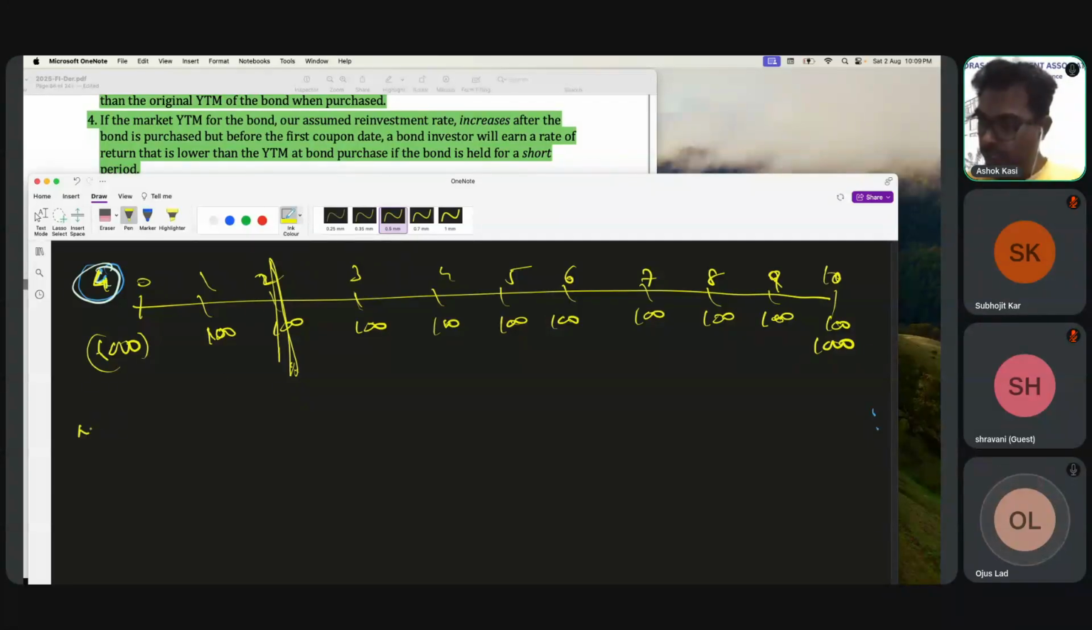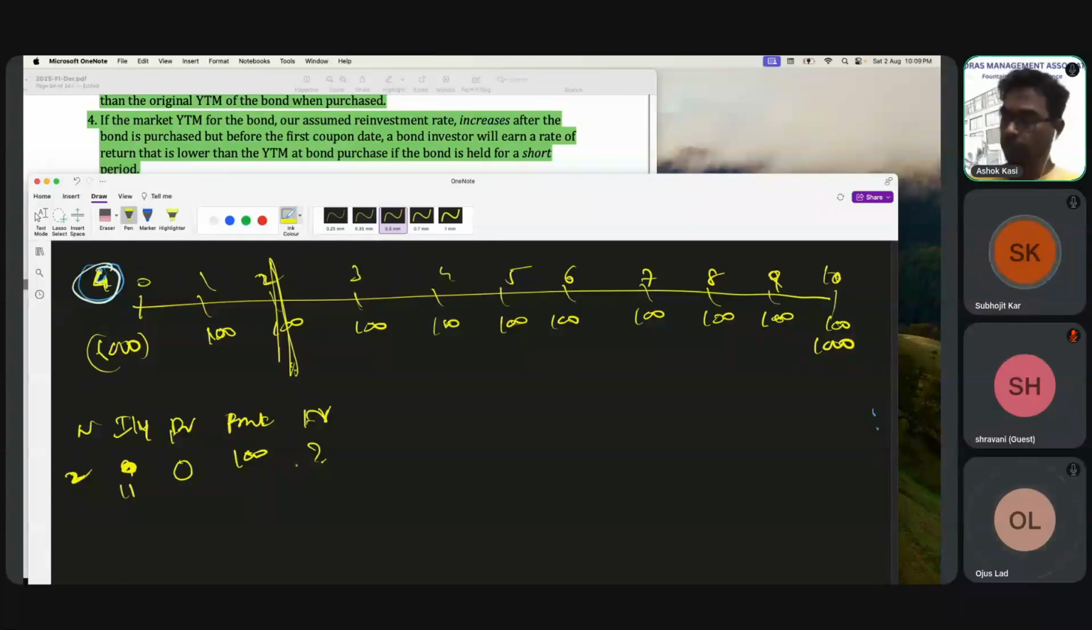N, I/Y, present value, payment, future value. So what will be N? 2. And interest has gone up, so 11%, let's say. Present value is 0, payment is 100. What is the future value? Calculate. 211. This is 211, the future value of these two coupons.